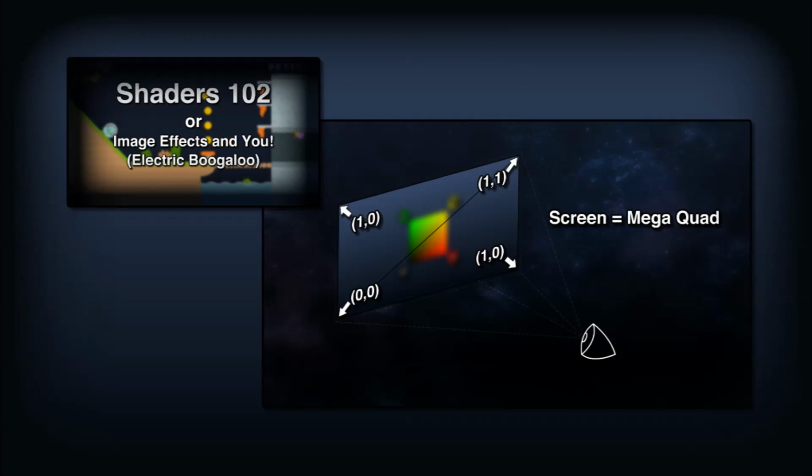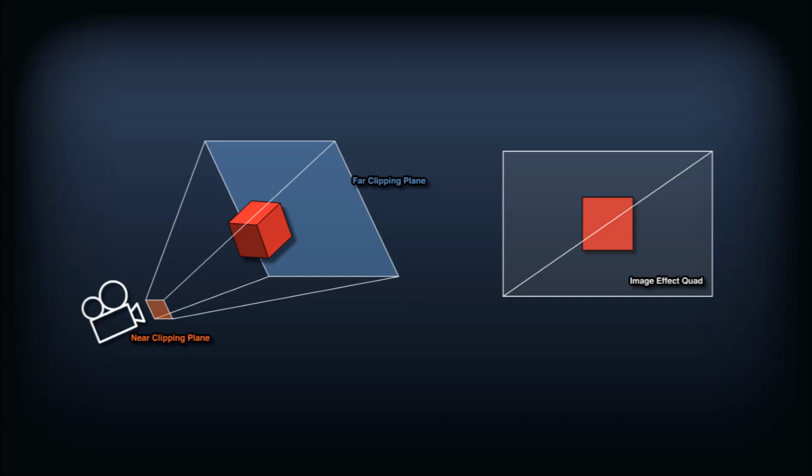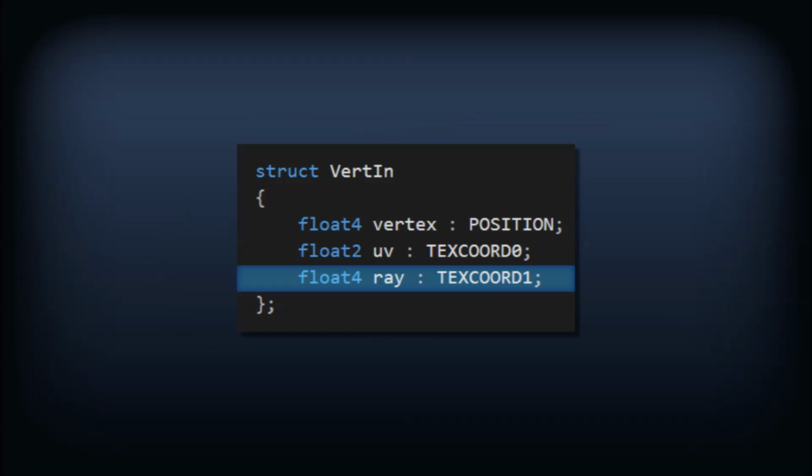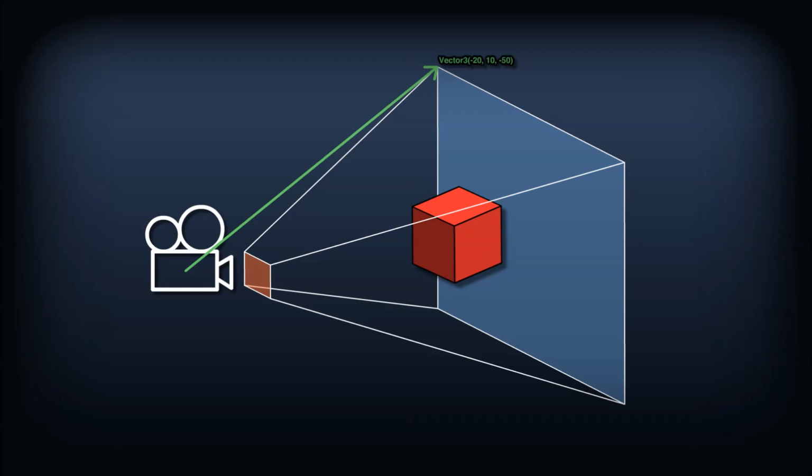Way back in Shaders 102, I talked about how image effects were like rendering one big quad to the whole screen. Well, what we can do is store a vector in each of the four corners of this quad. This vector is a ray casting from the camera's position to the four corners of the far clip plane. We'll set this up as an additional texture coordinate to be passed through our vertex shader. The fragment shader will then receive an interpolated version of the ray just like it would a regular texture coordinate.